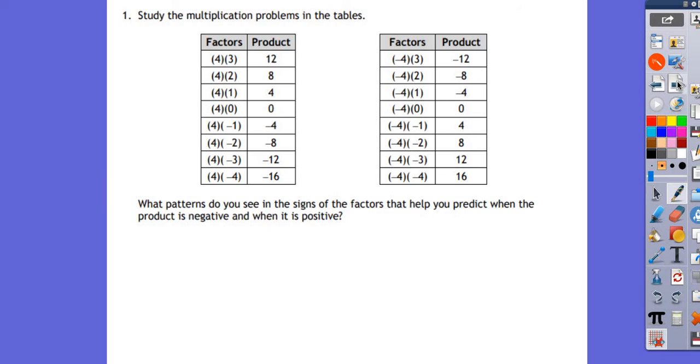Michael, it says, what patterns do you see in the signs of the factors that can help us predict if the answer is going to be positive or negative? So look at the charts and see if you can find some sort of pattern that's going to help us know if an answer is going to be positive or negative. Some people, it helps to actually look at the chart. Isaac, what do you see?